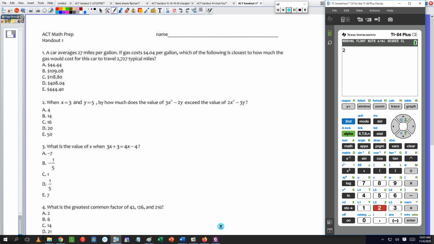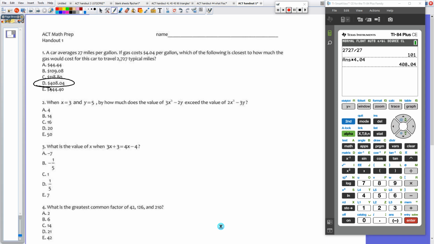I'm going to take that distance. I'm going to divide it by 27. That will tell me how many gallons of gas I'm going to need, and I'll take that and multiply it by the price of gas. 408 and 4 pennies. Letter D.